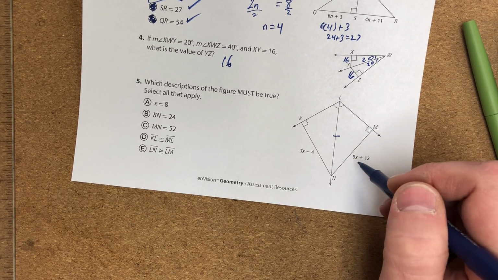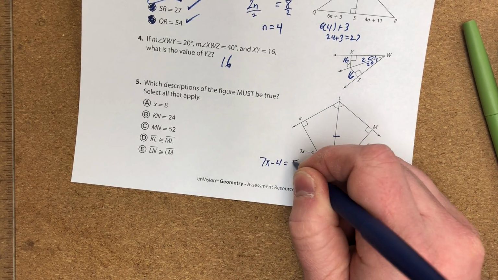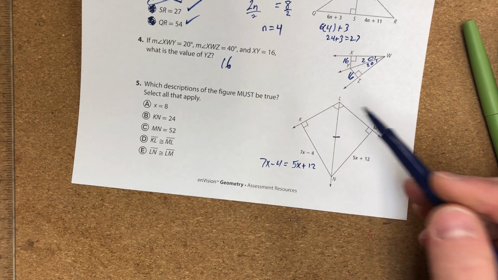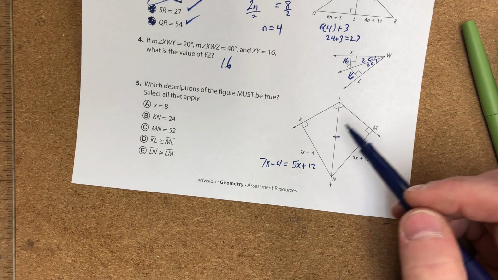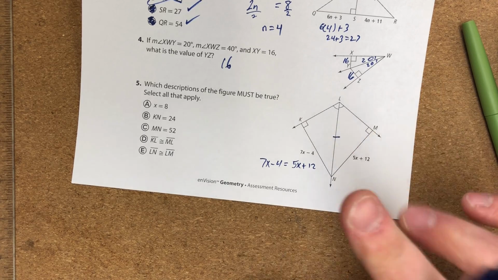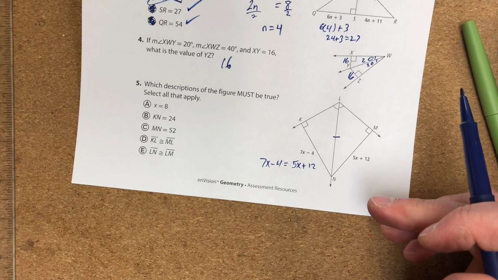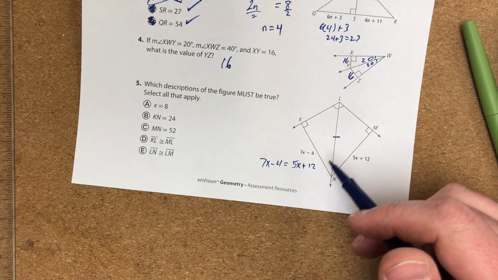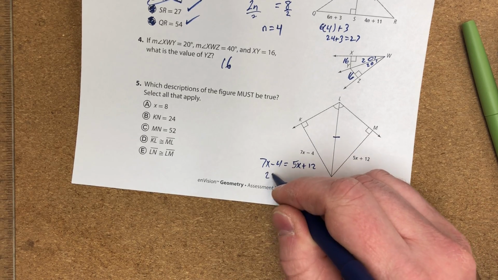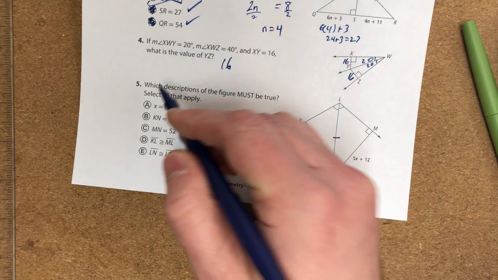So if I do that, then I can say that 7x minus 4 is equal to 5x plus 12. The reason that I did that is I never want to do a problem and miss something silly. There are so many little details that could go wrong that it's better to know that they definitely have to be congruent. So I'll subtract the 5x from both sides, get 2x, I'll add the 4 to both sides, get 16. X is equal to 8. Okay, so A is true.